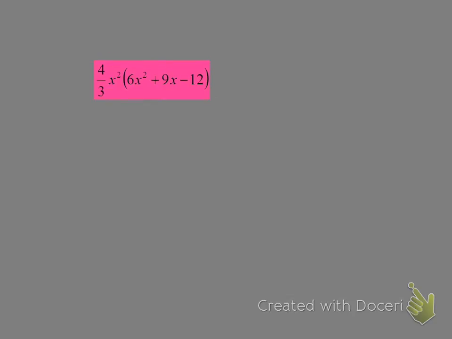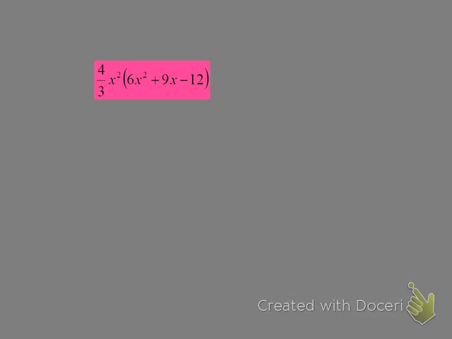Oh! 4/3 x squared times the quantity 6x squared plus 9x minus 12. So 6 is 2, and then 9 is 3, and 12 is 4.